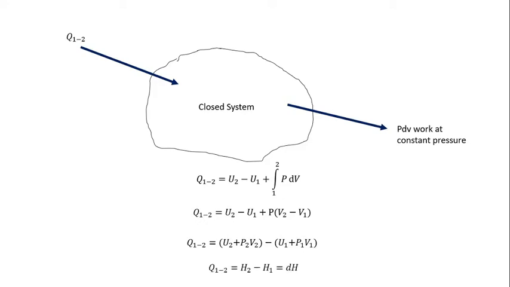We know that the expression of enthalpy is H equals U plus PV. So U2 plus P2V2 can be replaced as H2, and U1 plus P1V1 can be replaced as H1. So H2 minus H1 can be written as dH, which is nothing but the change in enthalpy, or difference in enthalpy, for the change of state.